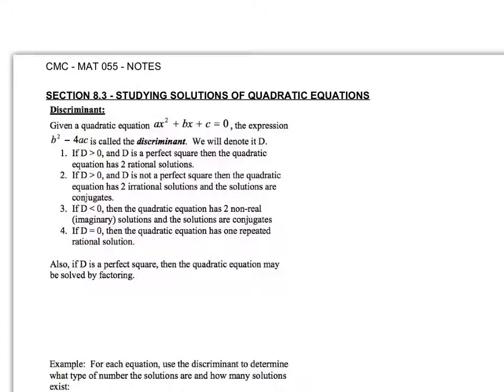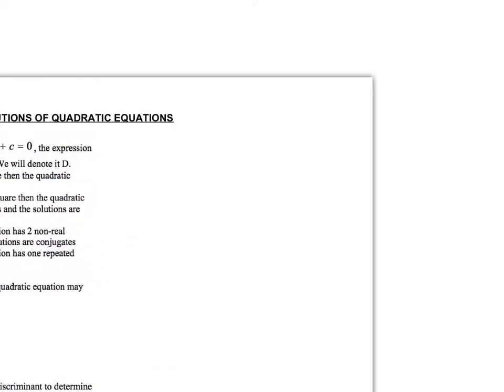This is a video over section 8.3, and in this section we're going to be studying the solutions of quadratic equations. How we do that is by looking at the discriminant. Given your quadratic equation, ax squared plus bx plus c equals 0, the portion of your quadratic formula, the b squared minus 4ac, is called your discriminant. So, let's write this out up over here just so we have it. The discriminant is the b squared minus 4ac.